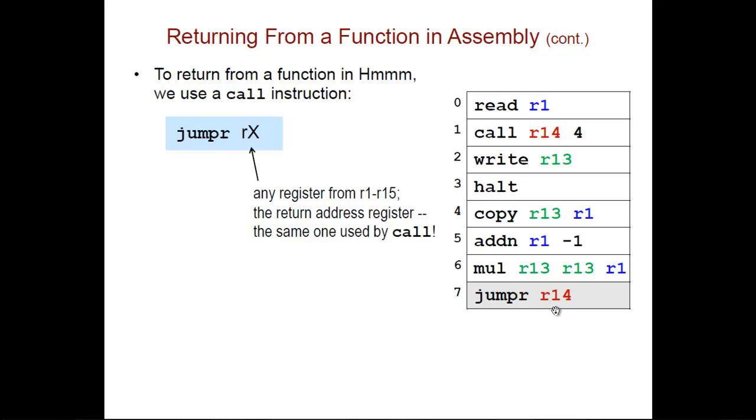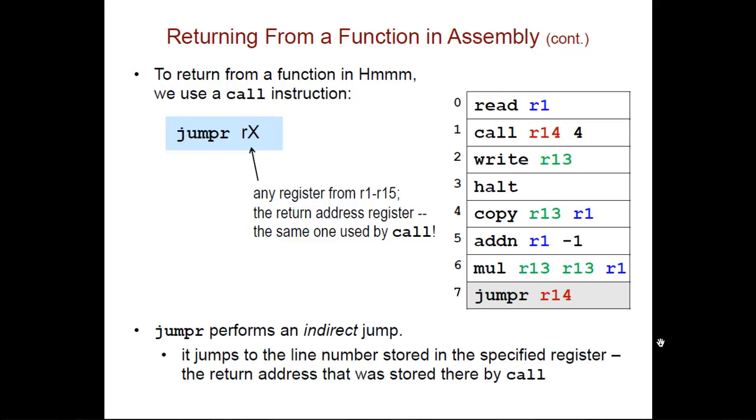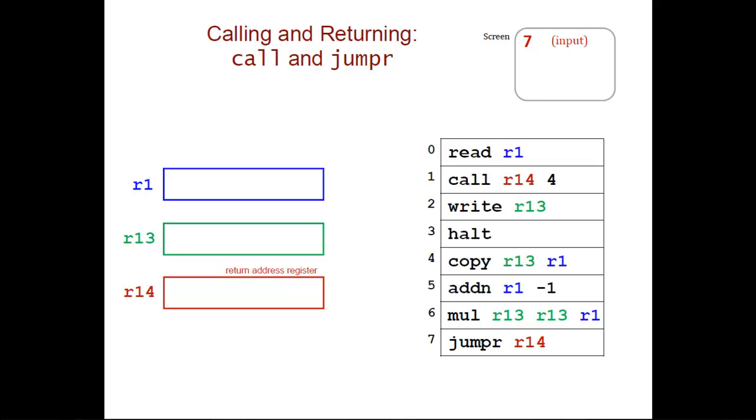And jump R stands for jump register. It's performing what is sometimes called an indirect jump because we're jumping to the line number that is stored in the specified register. And that's the return address that was put there by call. So rather than specifying a concrete line number, we're specifying where to find that line number, which is in register R14. So let's trace through this code, assuming that the user gives us an input of 7.